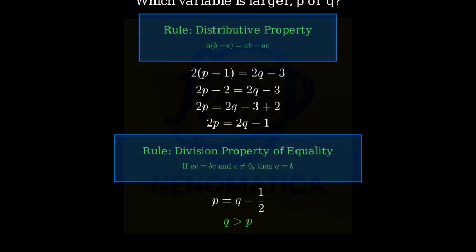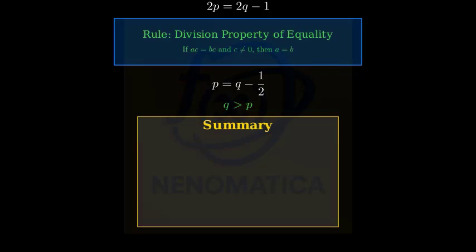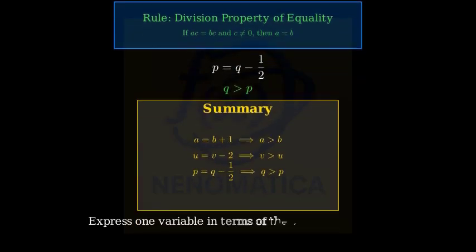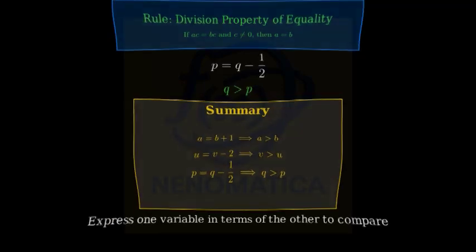Let's summarize what we've learned today. When comparing variables in equations, we need to isolate the variables to see their relationship. In our first example, we found that A equals B plus 1, so A is greater than B. In our second example, we found that U equals V minus 2, so V is greater than U. In our third example, we found that P equals Q minus 1/2, so Q is greater than P. The key insight is to rearrange the equation so that one variable is expressed in terms of the other. Then we can directly compare their values.